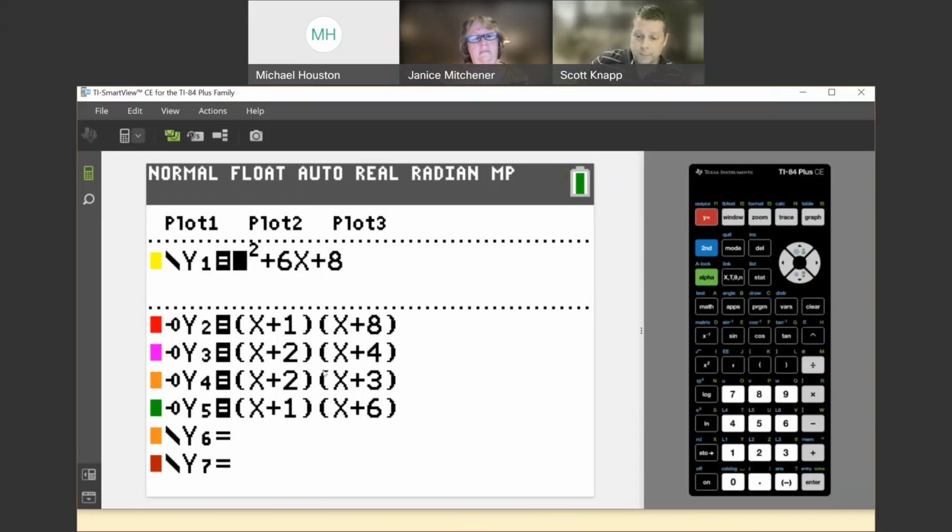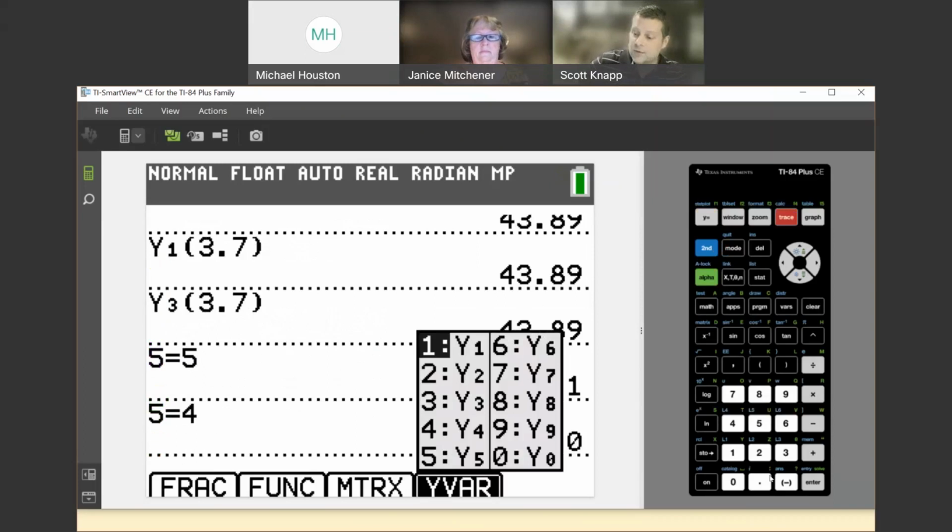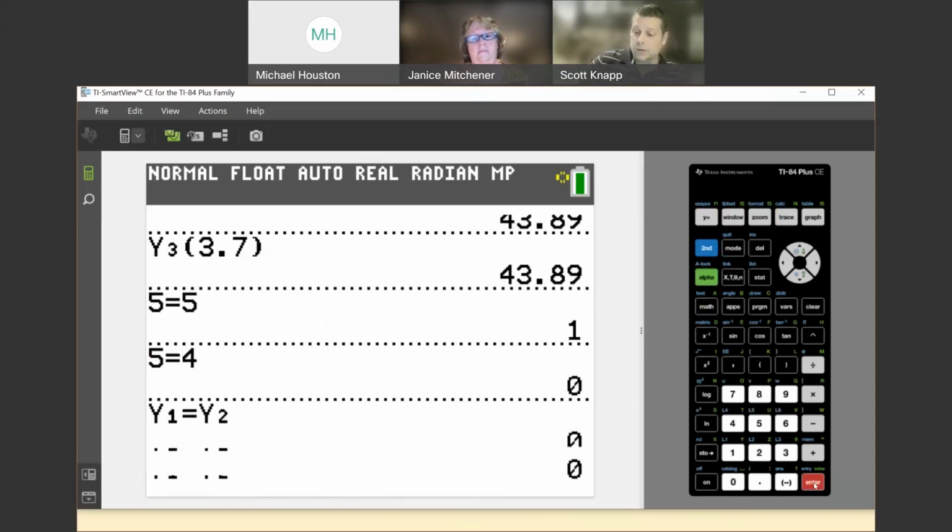and then the different possible factored versions of it, is test out which of those expressions are equal. So if I press alpha and trace to access my entries, is y1, second, math will allow me to get that equals. Is y1 equal to y2? And we know that's not true, and sure enough, the calculator returns a 0.